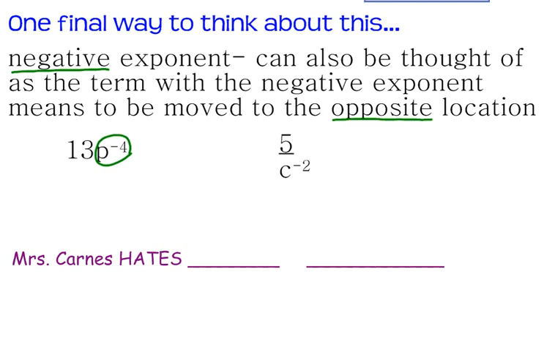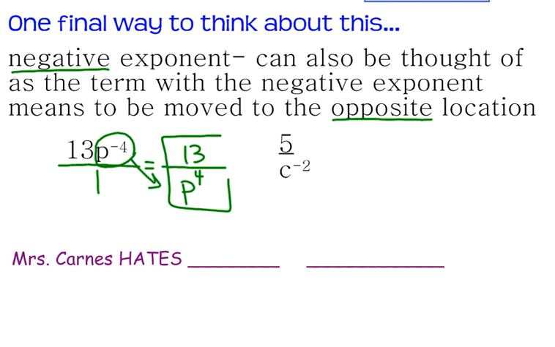If this was a fraction, it would be 13p to the negative 4 over 1. This piece with the negative exponent needs to be moved to the opposite location. Where is it right now? It's on the top. So where is the opposite location? It's on the bottom. When I move it to the opposite location, I've now made it positive, and everything else gets to stay where it was. So the 13 gets to remain on the top.